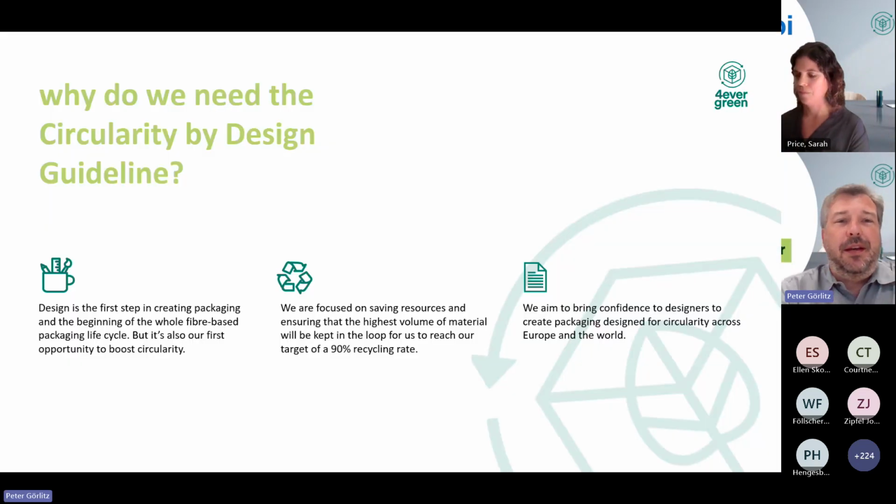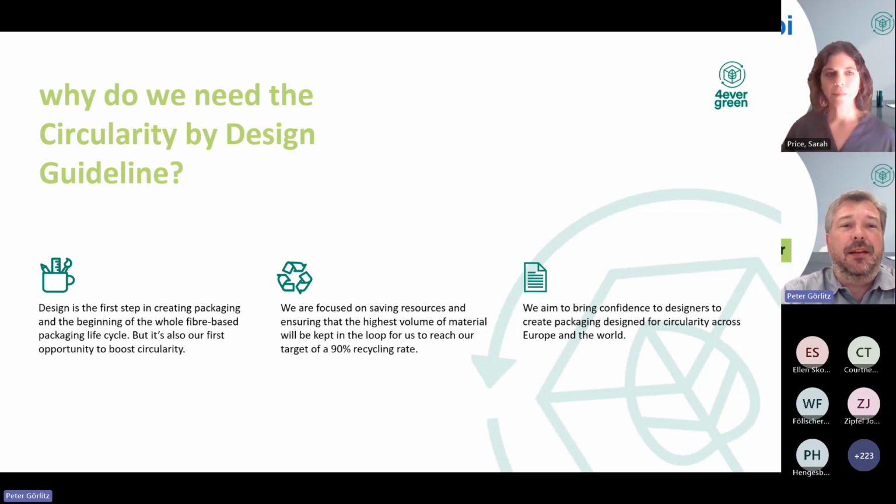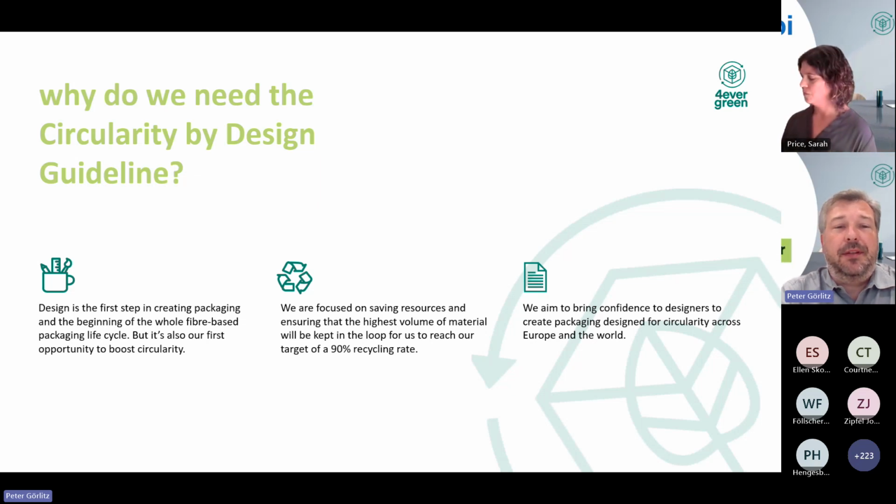As you can imagine, the design is a very vital part in the circularity of a packaging because it stands basically at the beginning of its lifetime, and it is there where you define how it will perform during its lifetime and even at the end of its lifetime.